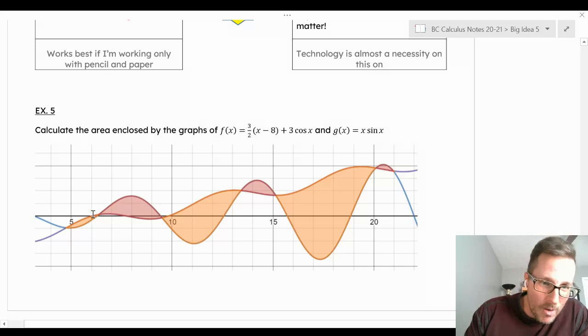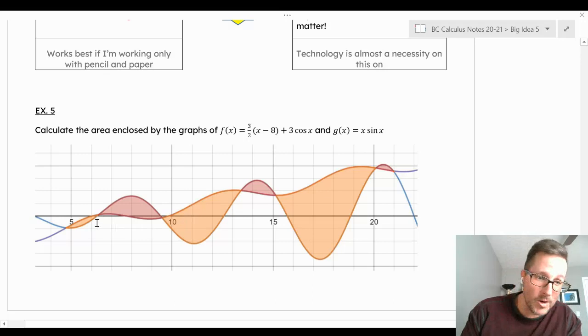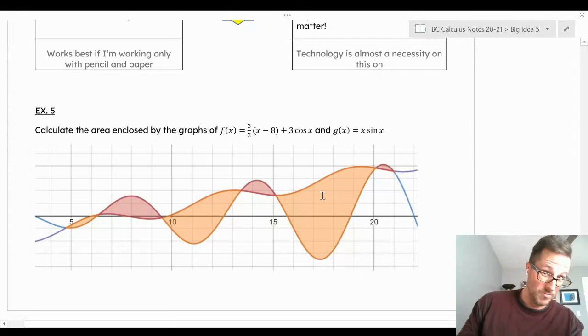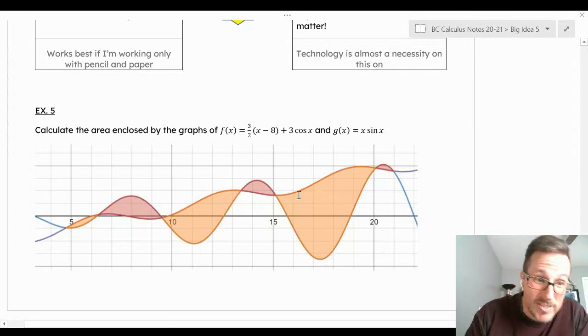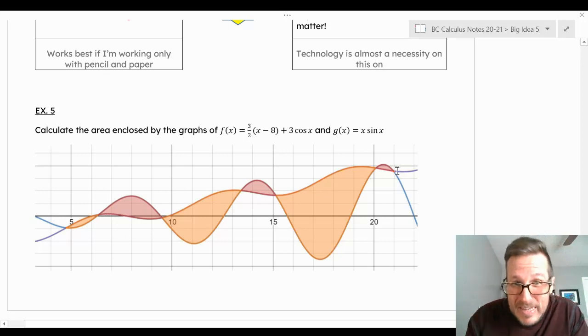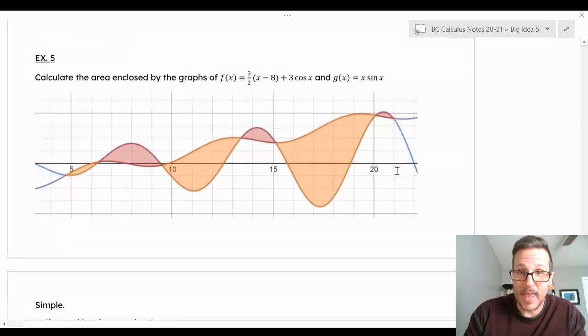But you got one, two, three, four, five, six different regions. The red regions, that's where g is on top. In the orange regions, that's where f is on top. So you could do six different definite integrals, finding one, two, three, four, five, six, seven intersections and setting up. That wears me out thinking about it. So here's the plan. I'm just going to subtract f minus g.